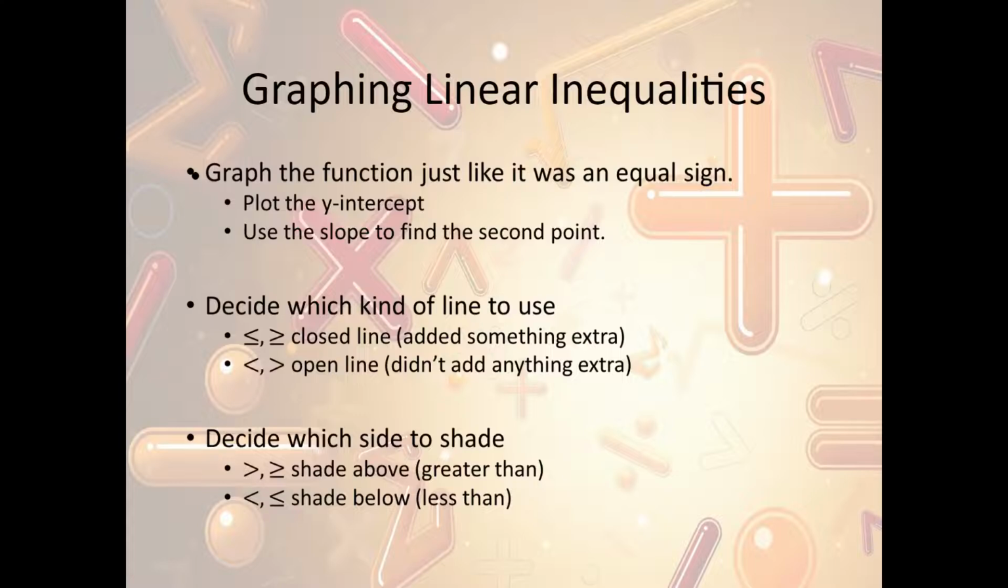Let's take a look at how we graph linear inequalities. Let's look at our rules first. So first, we graph the function just like it was an equal sign. So we plot the y-intercept, use the slope to plot the second point. Then we need to decide what kind of line we need to use. So if they add something extra, they add the bar underneath, we add something extra as well and close the line. If they don't add anything extra, just like this, we don't add anything extra either, and we leave it as an open line. Then we need to decide which side to shade. If it's a greater than symbol, we should shade above the line. If it's a less than symbol, we should shade below the line.